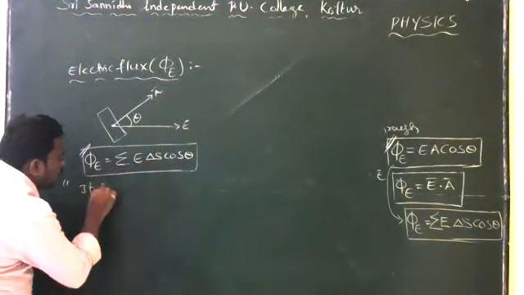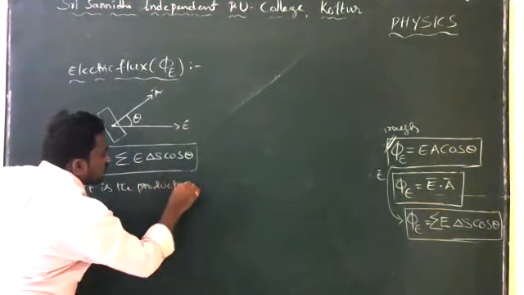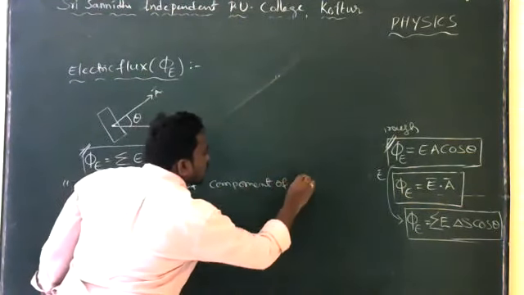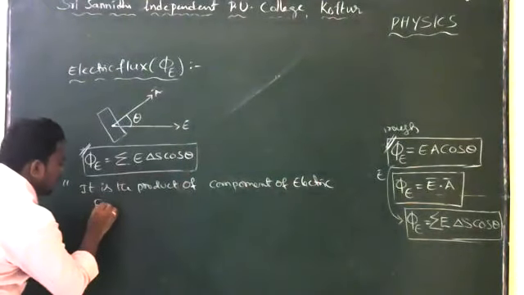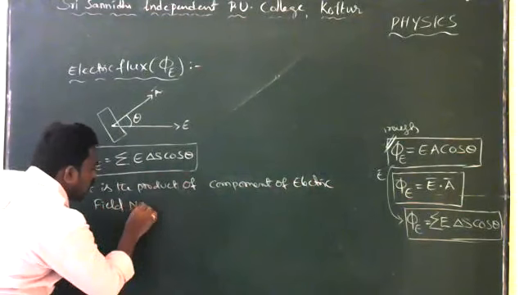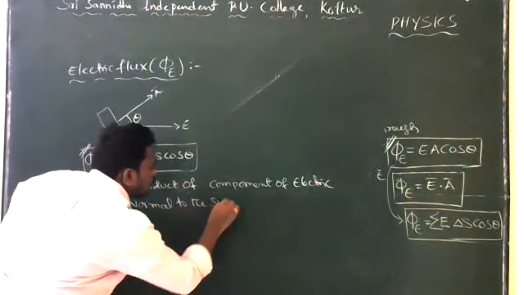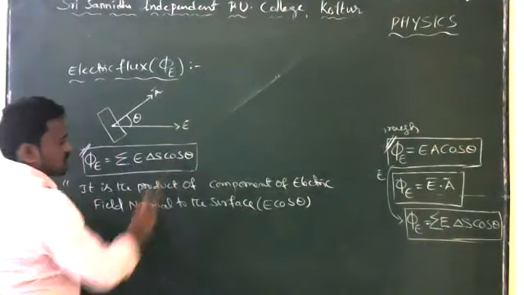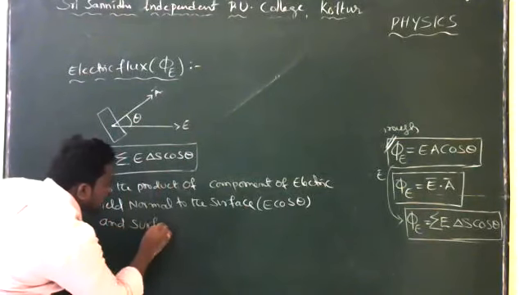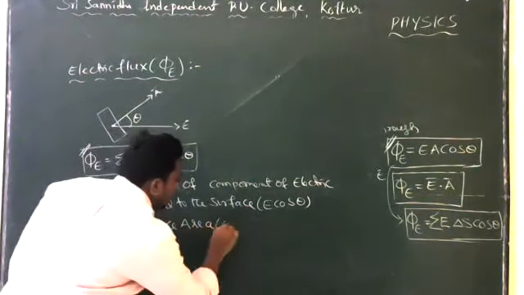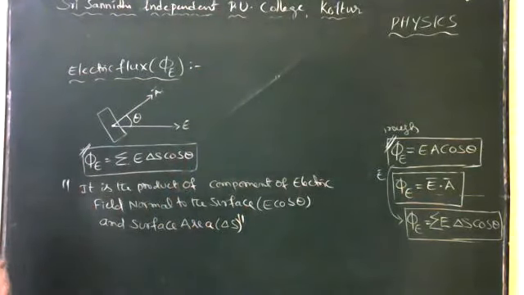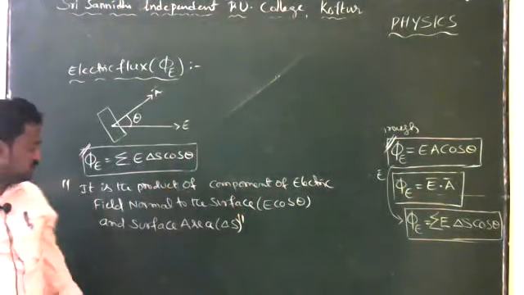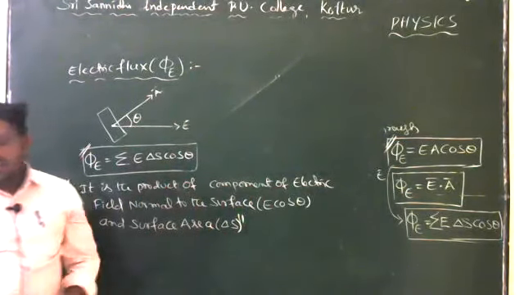So it is the product of the component of electric field normal to the surface, so this is E cos theta, and the surface area, so this is delta S. So this is the definition for electric flux. It is the product of the component of electric field normal to the surface and the surface area. So this is called the electric flux.